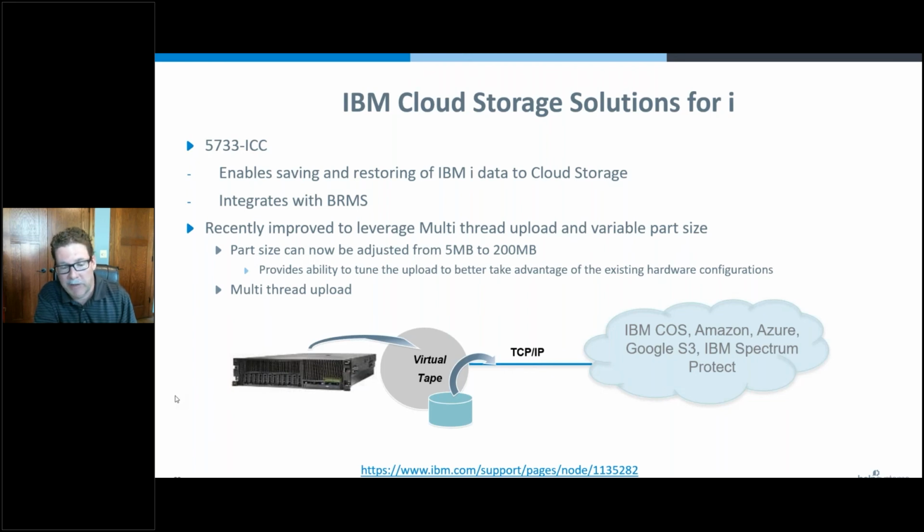If you look at the visual at the bottom, you do a save locally. So if you had a library on your system, you would save it locally into what's called a virtual tape image, and then this product would pick it up and move it up into the cloud. With Backup Recovery and Media Services, if you have that product, it has the integration that if you then ever say, I want to go restore an object, and it knows that it saved it using cloud storage solutions to the cloud, it'll bring it back and then restore the object out of that.